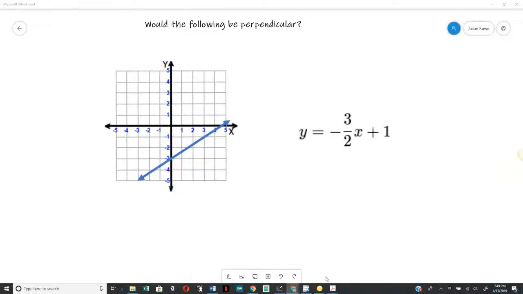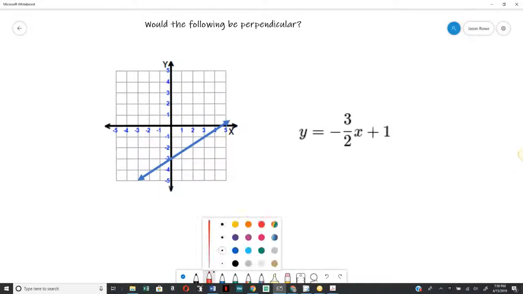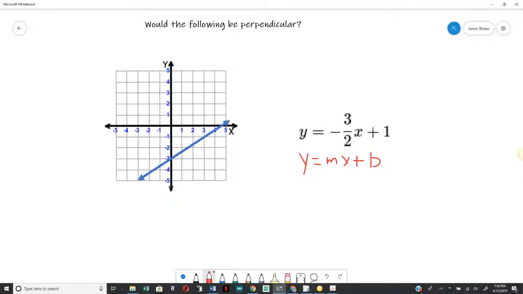So let's take a look at some of the problem solving skills we have to do in this lesson. We're going to look at this following example here. It says, would the following be perpendicular? So I've got a graph with a line and I've got an equation. Let's start with the equation because it's the easiest one to work with. It's in slope-intercept form, y equals mx plus b. So I know that the slope of that line is -3/2, because that's the m right there.